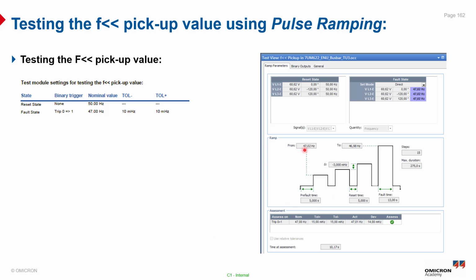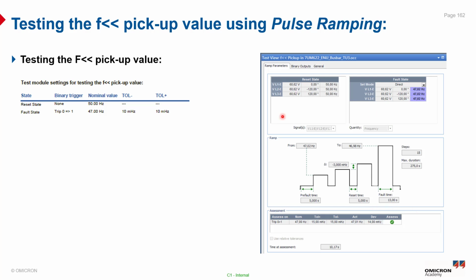So you can see here the pulse ramping, from the start point to the end point of the pulse ramping, and also here is the pre-fault time, which is set to 5 seconds, which is long enough to reset the relay and to simulate the pre-fault case or the pre-condition case. And also we have the step size to be minus 3 millihertz in case of the under frequency stage 2 protection. The reset time is 5 seconds, which is long enough to reset the relay. The fault time should be long enough, more than the expected trip time, which is already 10 seconds, so we can put it 13 seconds.